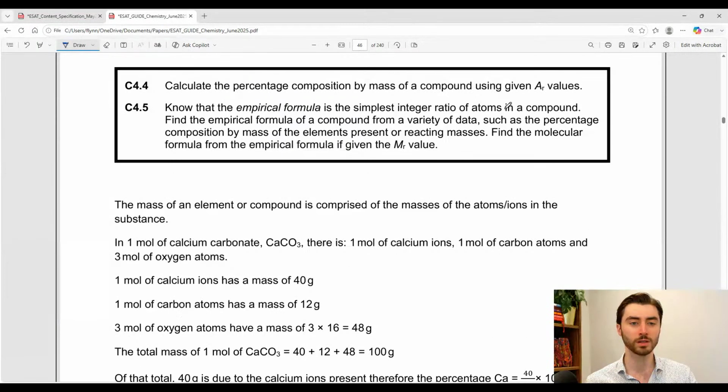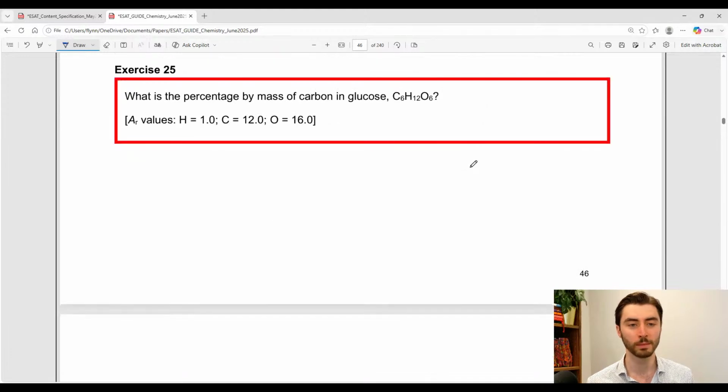Percentage composition, empirical formulas, let's just find out what they mean. So what's the percentage by mass of carbon in glucose? Well, the total mass, like we kind of said before, it's 6 lots of 12 plus 2 plus 16, which I think simplifies the math a lot. So 14, 16 makes 30 times that is 180.